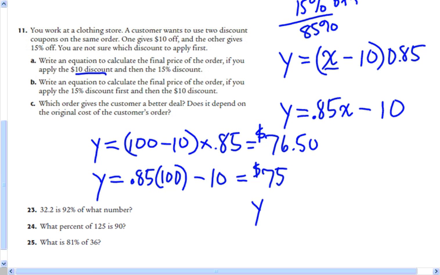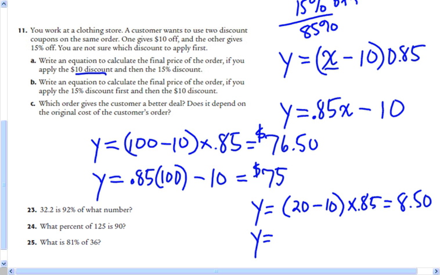Well, let's just try that. Let's say we are spending $20. So if we get $10 off of $20 first, so we do 20 minus 10, that's 10, and then we multiply by 0.85, and that's $8.50. In the second way, if we take 15% off of our $20 first, which to do that we're going to take 0.85 times 20, that is equal to 17, and then we subtract 10 from 17 and we end up paying $7.